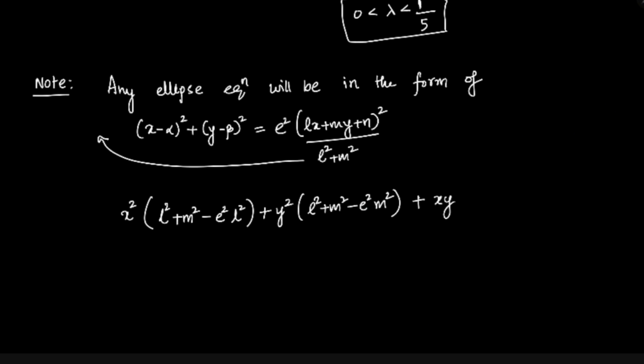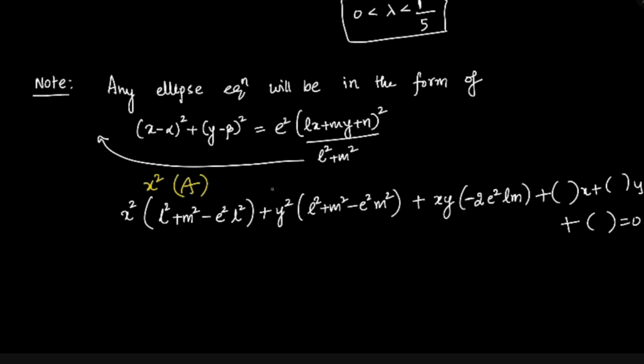What about the xy coefficient? Minus 2 e square lm, because on this side you will get 2 e square lm xy when you expand, plus something into x plus something into y plus something is equal to 0. Now if I compare this with ax square plus by square plus 2hxy plus something into x plus something into y plus something is equal to 0, that is the general second degree equation.